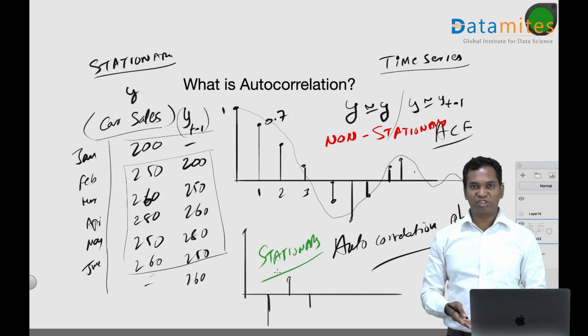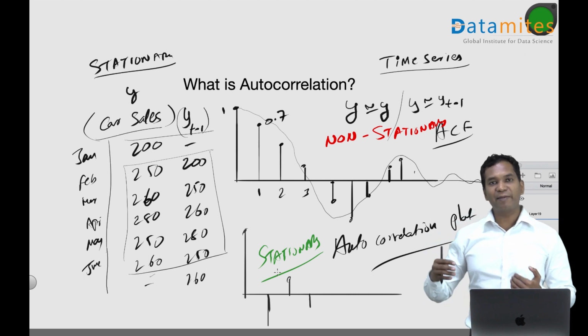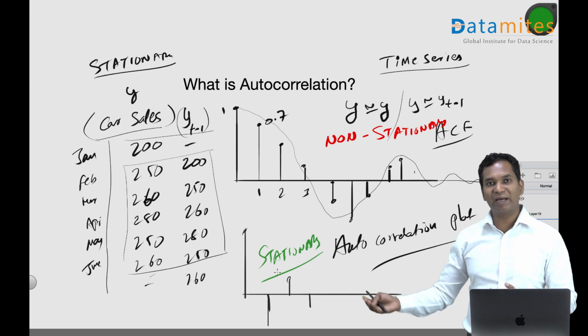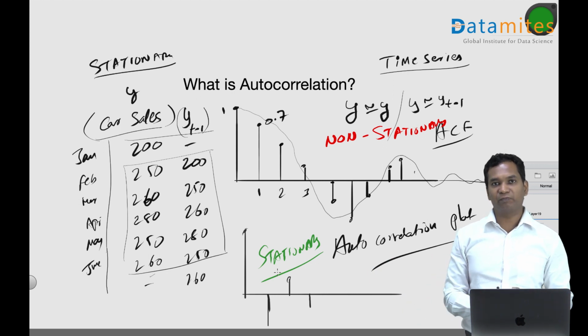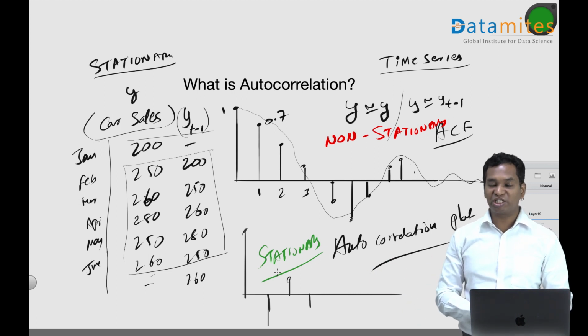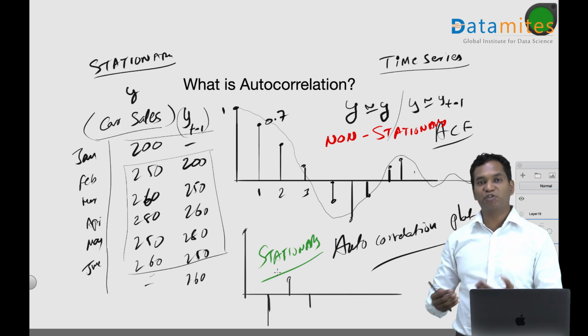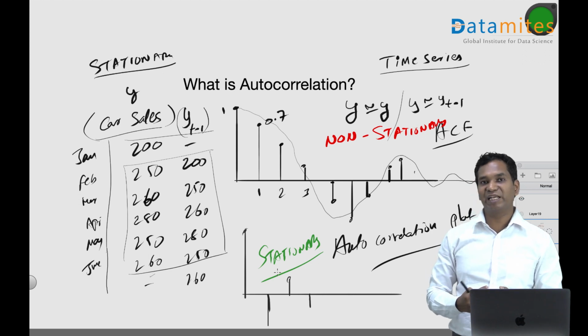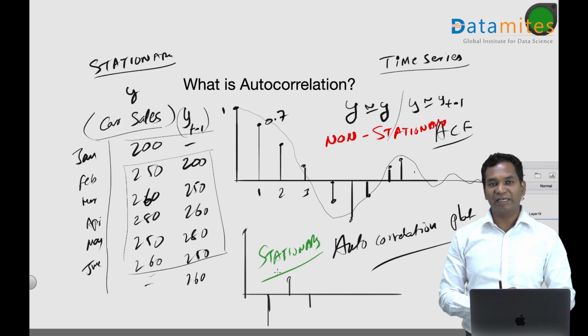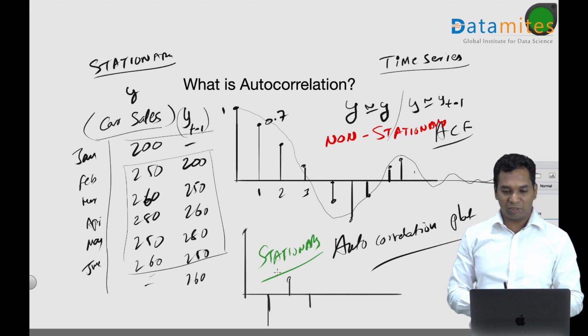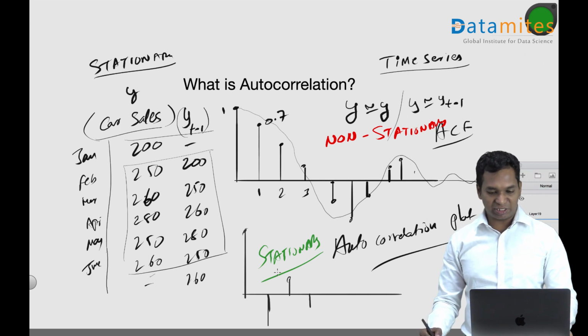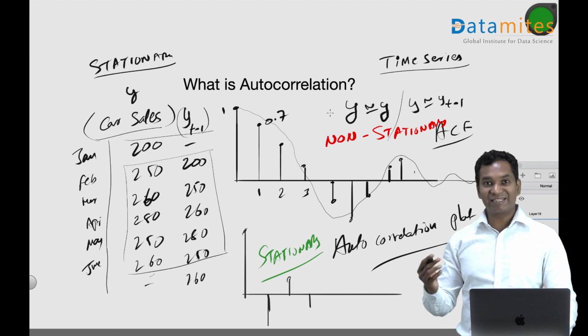And why are you worried about stationary or not stationary? Because time series forecasting requires data to be stationary. Okay, and if it is not stationary, we need to convert that into stationary. There are multiple techniques of converting, and differencing is one of the primary techniques for converting non-stationary into stationary data. But that is autocorrelation.